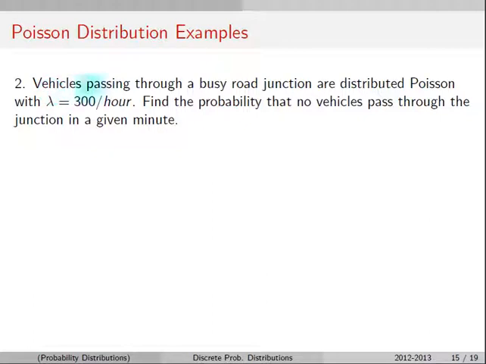Here is another example for a Poisson distribution. Vehicles passing through a busy road junction are distributed Poisson with lambda equals 300 per hour. Find the probability that no vehicles pass through this junction in a given minute. So once again, you've got to switch that lambda and try to find out. And I want you to once again solve this problem by yourself, and we can discuss the answer if you have any questions.